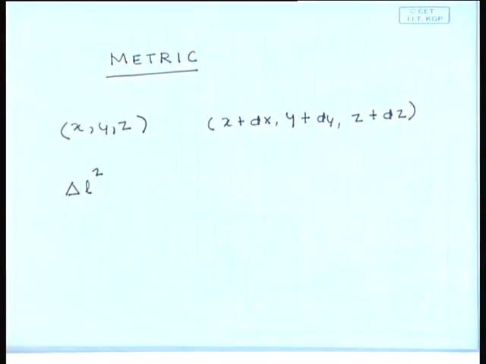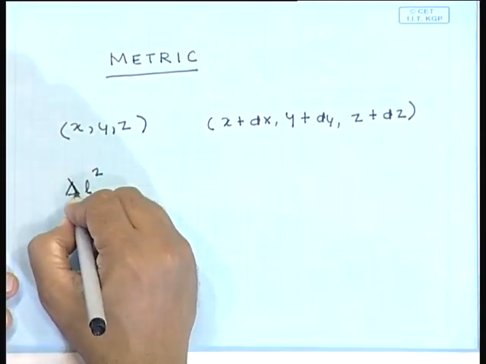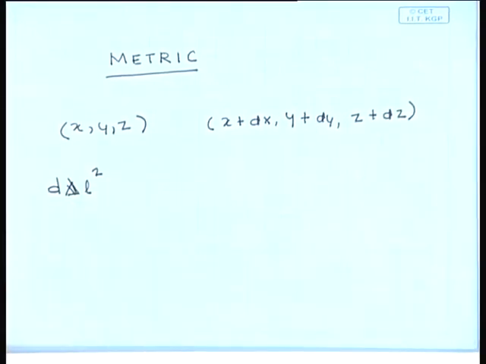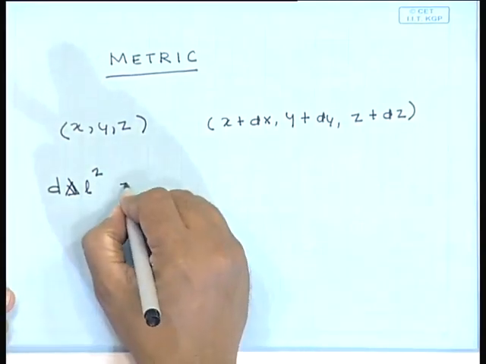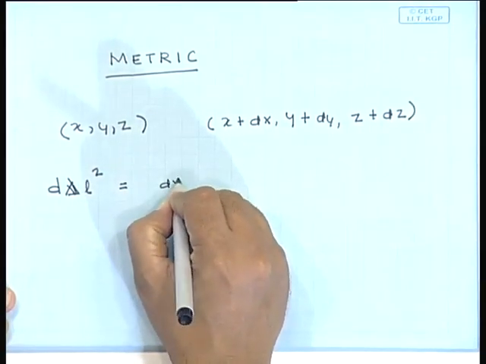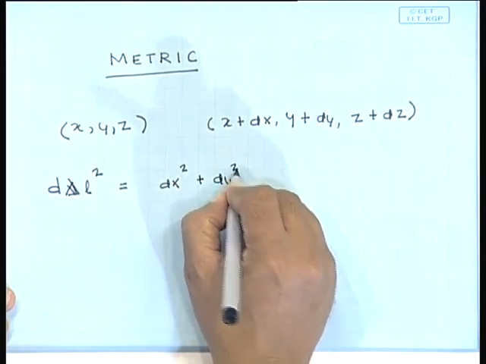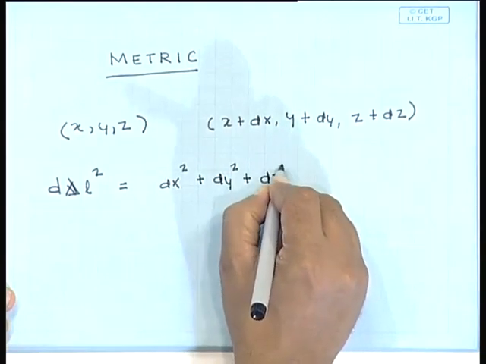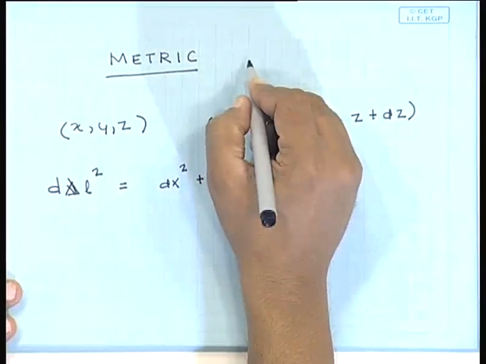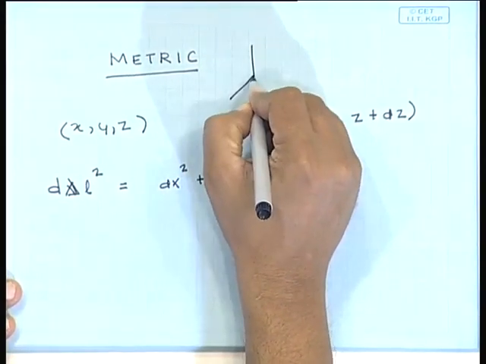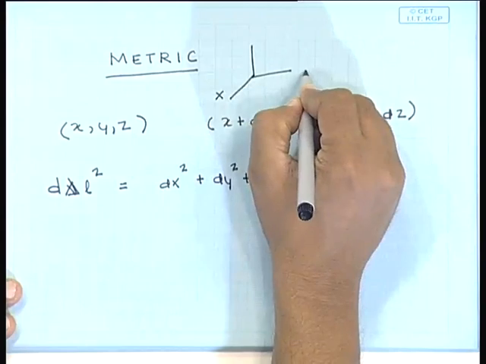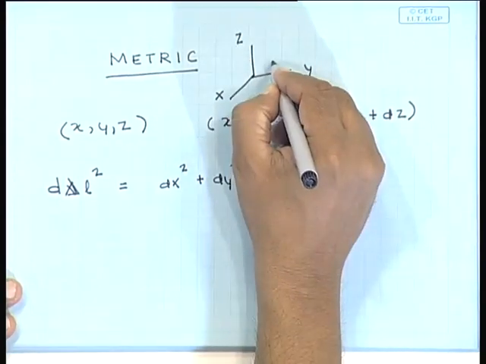Now I am sure all of you know the answer to this question. The distance delta L square, or dl square would be more appropriate, because these are all infinitesimals, dl square is dx square plus dy square plus dz square. So we are working in the usual Cartesian coordinates x, y, z, and these are the 2 points.